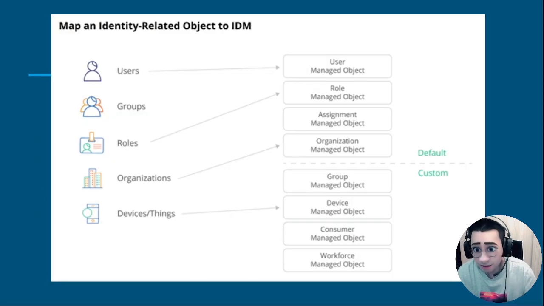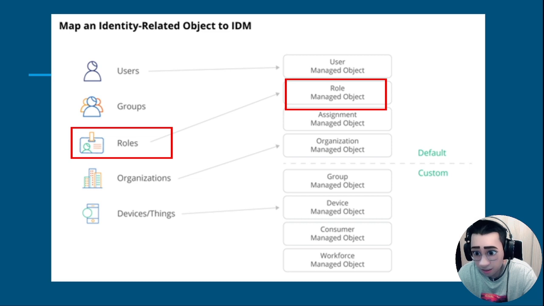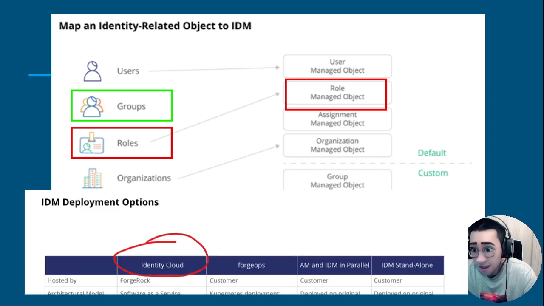And if we look at this slide, an end user is stored in the user managed object in Identity Manager. A role is stored in roles. Currently, Identity Manager does not have groups, so we tend to use roles instead of groups in this sharing session. However, during the training, the tutor told me that the ForgeRock Identity Cloud, the SaaS version, has a groups managed object now. But it has only been introduced in the last month.